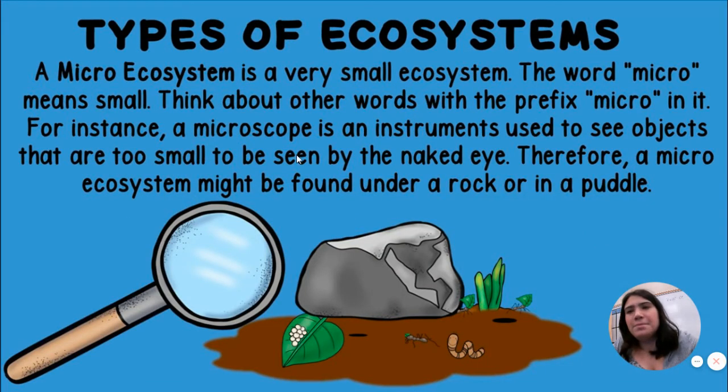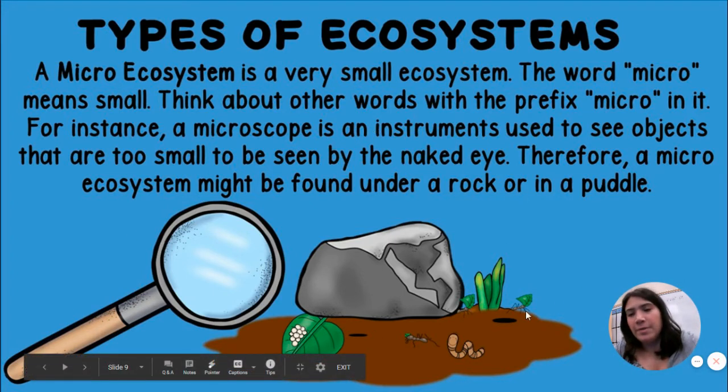We have types of ecosystems. A micro ecosystem is a very small ecosystem. The word micro means small. A microscope is an instrument used to see objects that are too small to be seen by the naked eye. Therefore, a micro ecosystem might be found under a rock or in a puddle. So that is an example of a micro ecosystem.